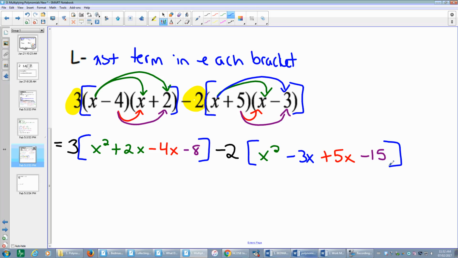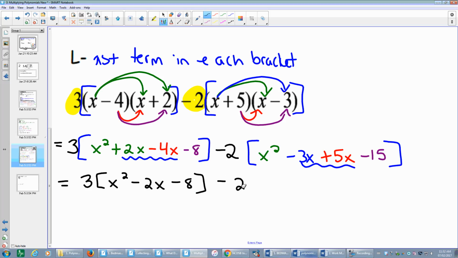So I've just done FOIL. Now there's a couple ways you can do this. You can simplify what's in the brackets. So you can definitely simplify these like terms here, which is what I'm going to do, or you could do the distributive property, but I'm going to simplify it first. So on my next line, it will read 3 bracket x squared, whoops, it's actually not a plus, minus 2x minus 8 minus 2 bracket x squared plus 2x minus 15.